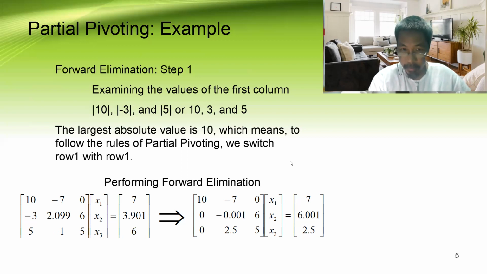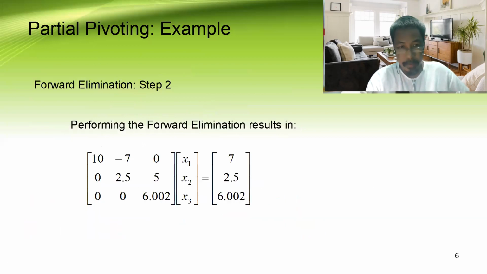We have to eliminate this one. We have to eliminate it using this row, and particularly using 2.5 as our pivot. So doing just that, we have the following result, and you'll notice that we are able to get the upper triangular matrix that we want. So that is the end of our forward elimination.